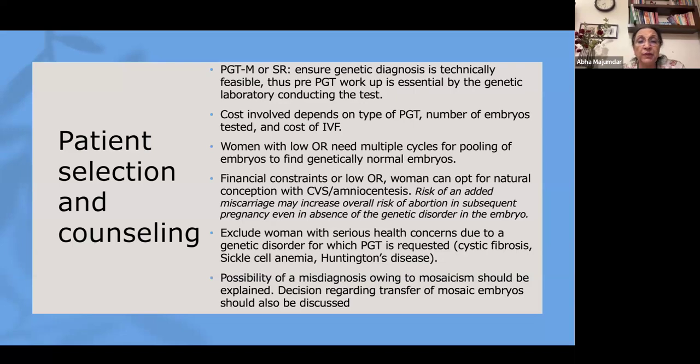And then we also have to remember, this is a new technology. I told you that we just started in 2010, 11, 12. So the possibility of a misdiagnosis owing to mosaicism should also be explained, and the decision regarding transfer of a mosaic embryo should be discussed. We do good genetic counseling with the geneticist regarding how much percentage of mosaicism is there. Mosaic embryos do self-correct if the mosaicism is only in the trophoblast for a small segment. But if the percentage is high, then we need to discard those embryos.